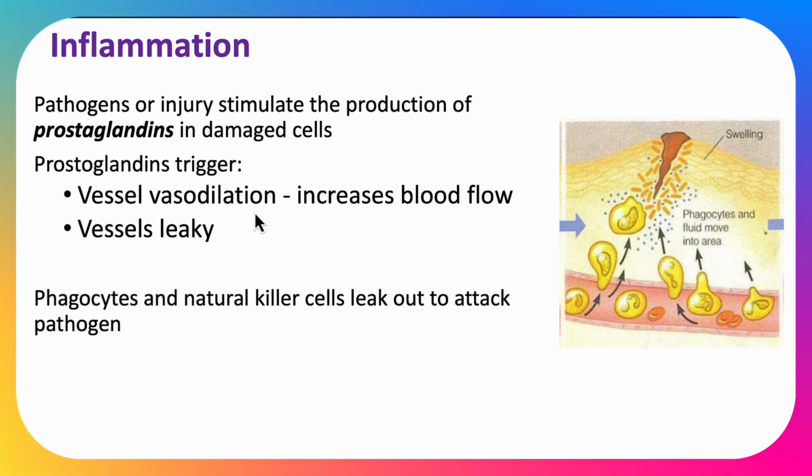Prostaglandins make the capillaries in the area vasodilate, so it increases the blood flow to the area. That's why with inflammation you get swelling. It gets hot and it gets red because you've got increased blood flow to the area. Now, also those blood vessels become leaky, so that fluid and phagocytes are able to sneak out of the blood vessels to the site of the infection.